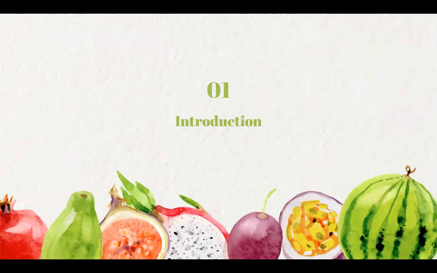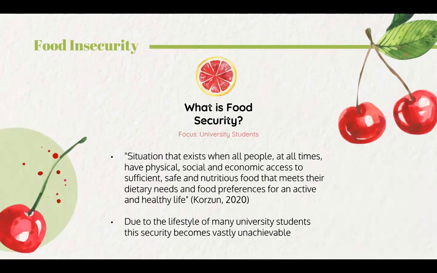We will first begin with our introduction to a couple important concepts. Firstly, food security is defined as a situation that exists when all people, at all times, have physical, social, and economic access to sufficient, safe, and nutritious food that meets their dietary needs and food preferences for an active and healthy life. As we proceed through this presentation, it will become clear how this access to complete food security among university students is in many ways unachievable. University students are highly susceptible to food insecurity for many reasons.